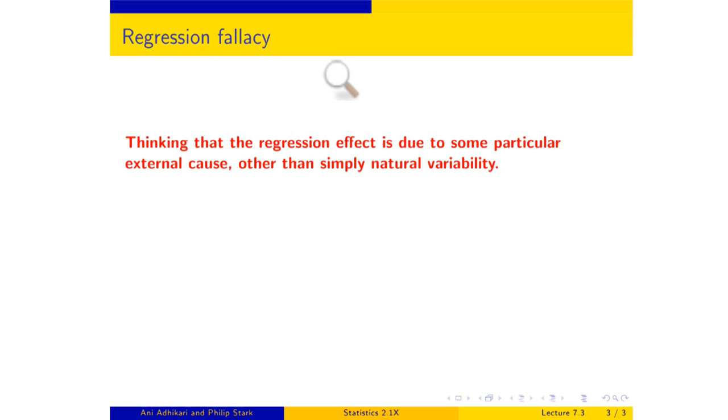And so we're going to talk about the regression fallacy. Fallacy is an error, a mistake. It's a mistaken interpretation of what's going on. Thinking that the regression effect is due to some external cause, which is different from just ordinary variation. And a classic example of this is something called the sophomore slump, which in various other cultures is called the second-year blues or second-year syndrome, and it's often applied to athletes who in their first year do extremely well.